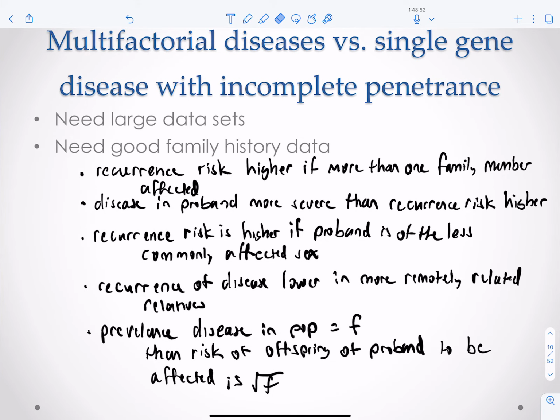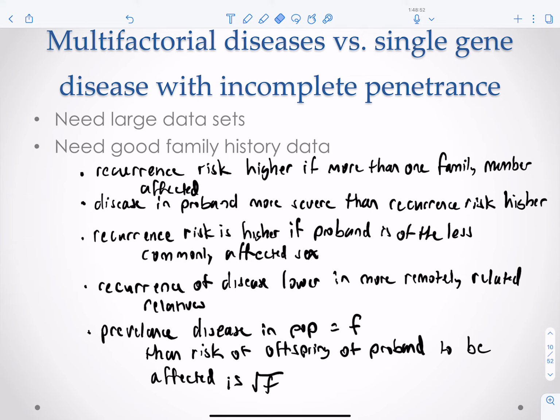Okay, so how do you tell the difference between multifactorial diseases versus single gene diseases with incomplete penetrance? Just like I said before, to study multifactorial diseases, you're going to need large data sets, as well as good family history. And by doing your family history, a lot of times it's hard to get, especially when relatives have passed on, and you're just relying on the knowledge of the most recent relatives to explain past history.